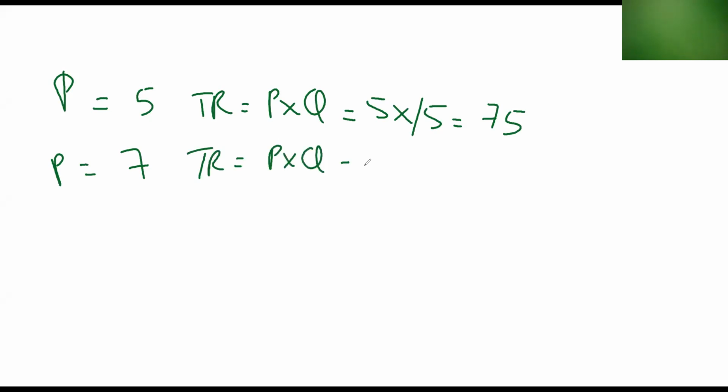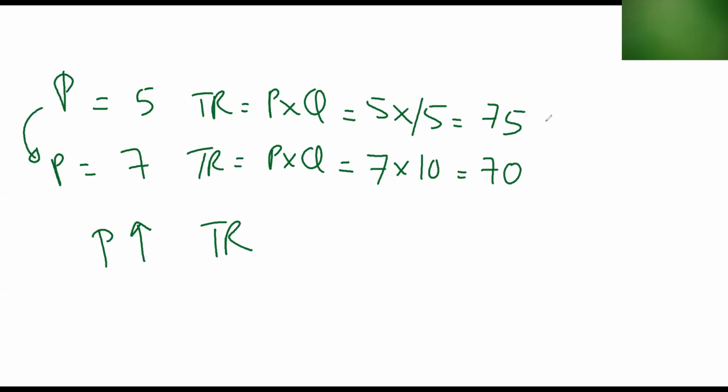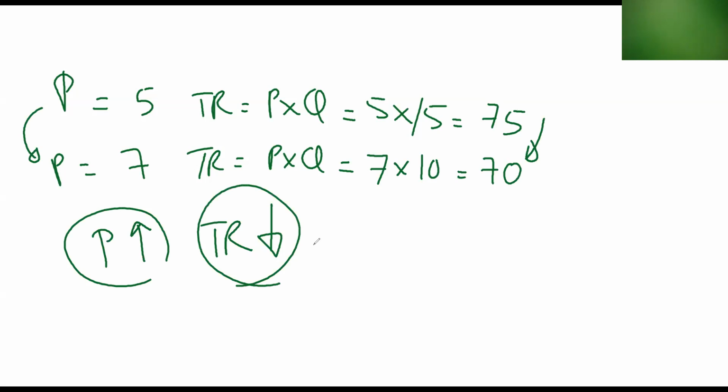And price times Q for the other price, let me check the quantity. Quantity, I believe, was 10. Yeah, the quantity is 10 when the price is 7. So the question is asking us, okay, the price is going up from $5 to $7. Look at the total revenue. Our total revenue is going down from 75 to 70. So we have an inverse relationship between price and total revenue. They're moving in the opposite direction.